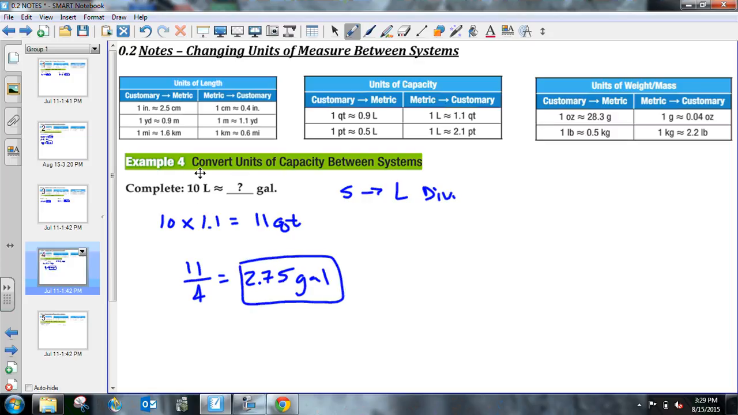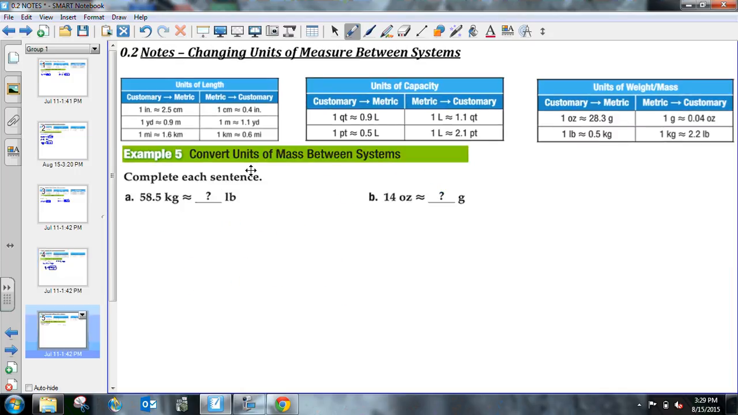So you've got to look. If you don't notice any direct conversion, you need to use the tables from 0.1 to help you with that. Okay, so let's take a look at the last example, converting units of mass. In part A it says 58.5 kilograms. How many pounds is that? I've got kilograms to pounds.